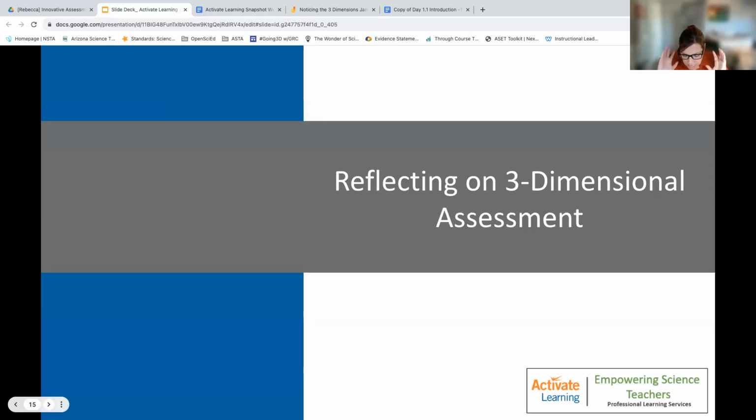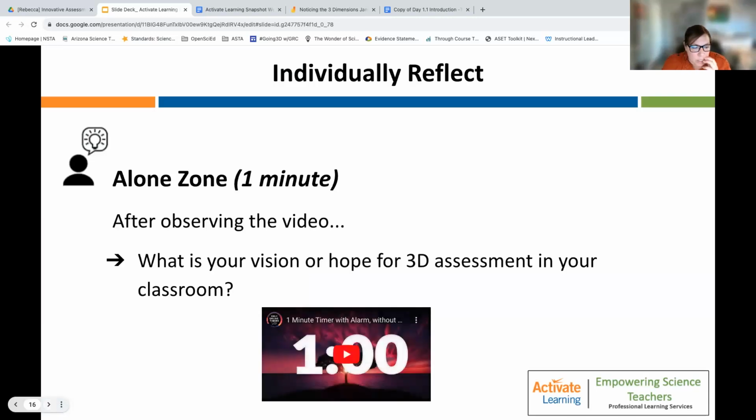So now that we've got a context, we thought about noticing the 3Ds, we know what they look like, we can hear them when kids say them. Let's get into reflecting on assessments now. So in the alone zone, which means you are thinking by yourself without the influence of anybody else. Now that you observe the video, thinking of the 3 dimensions that were targeted, discussed, we found evidence of, consider and maybe jot down just to reflect on your own mind.